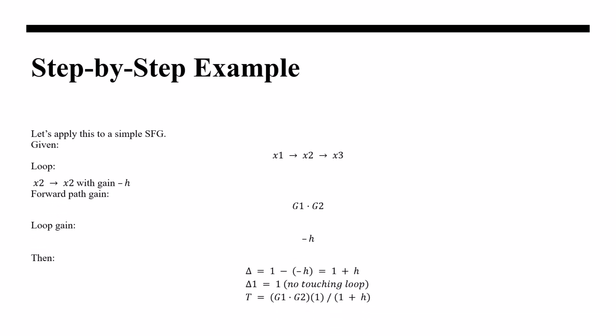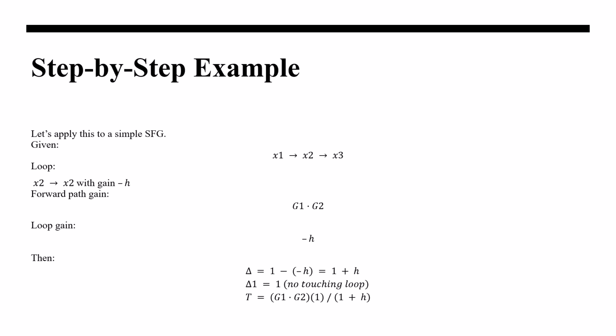Here we see the step-by-step representation of the Mason-Gain formula. Let's apply this to a simple SFG, that means signal flow graph. I am considering x1, x2, x3, and a loop at x2 having a gain of minus h, and forward path gains of g1 and g2.